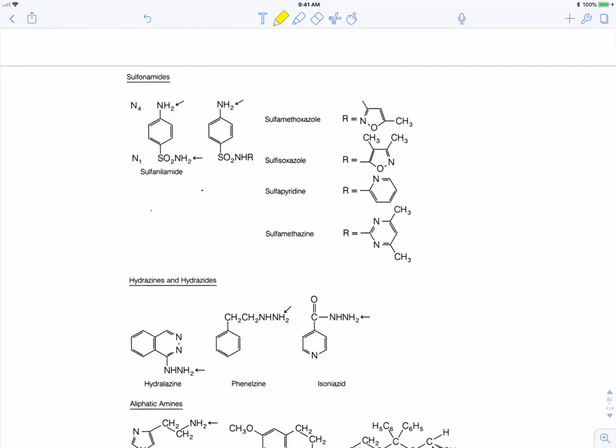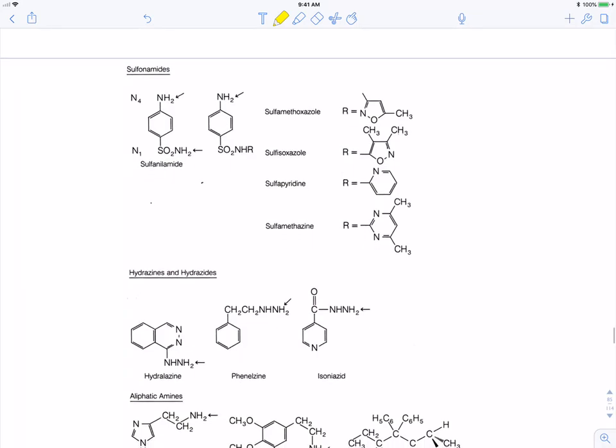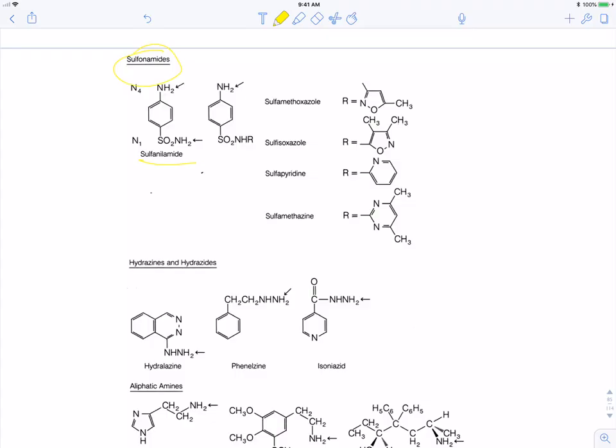Okay, so just quickly, these are examples of what happens with sulfonamides, which are antibacterial agents, when they're acetylated, and the site of acetylation.